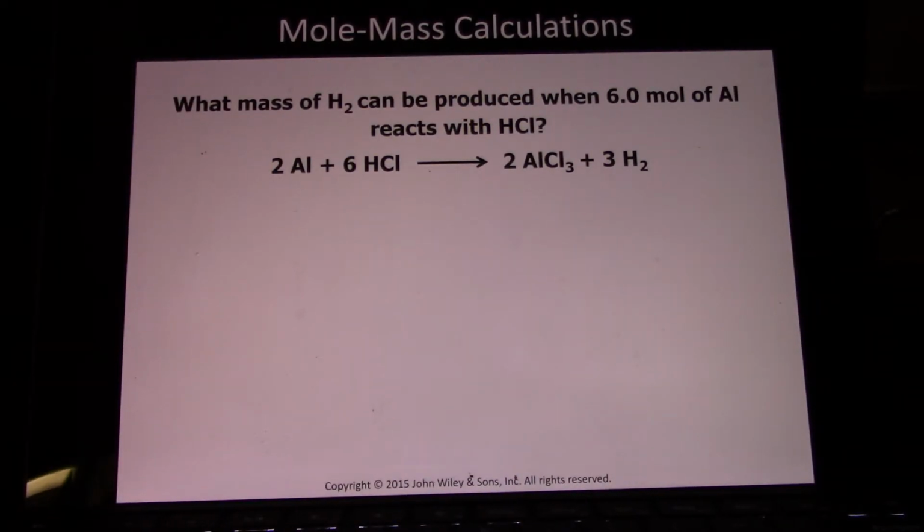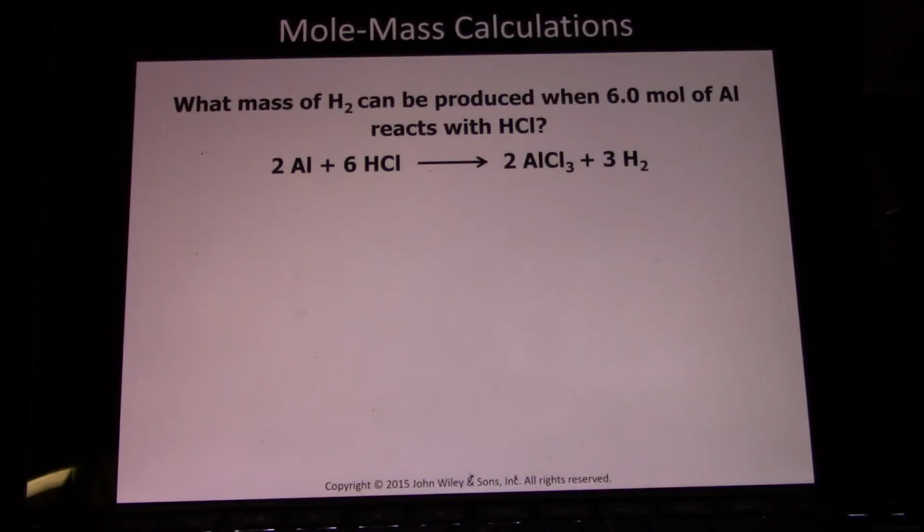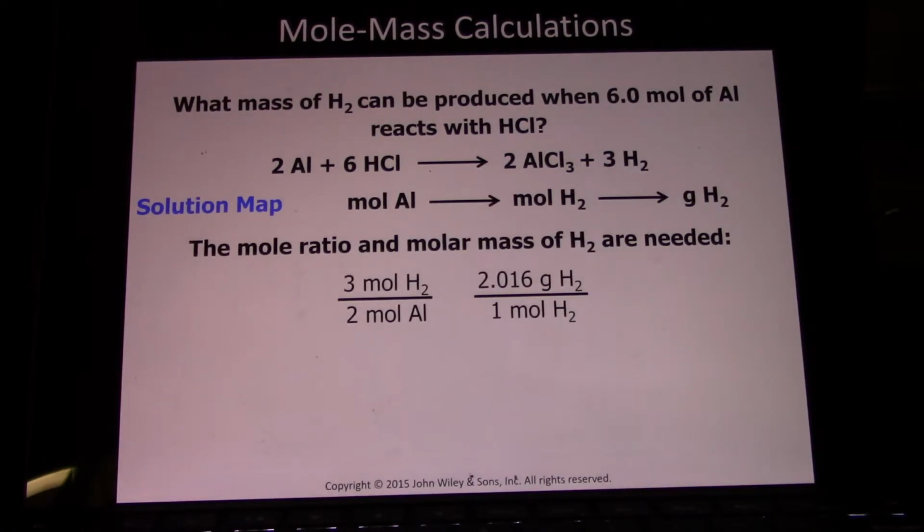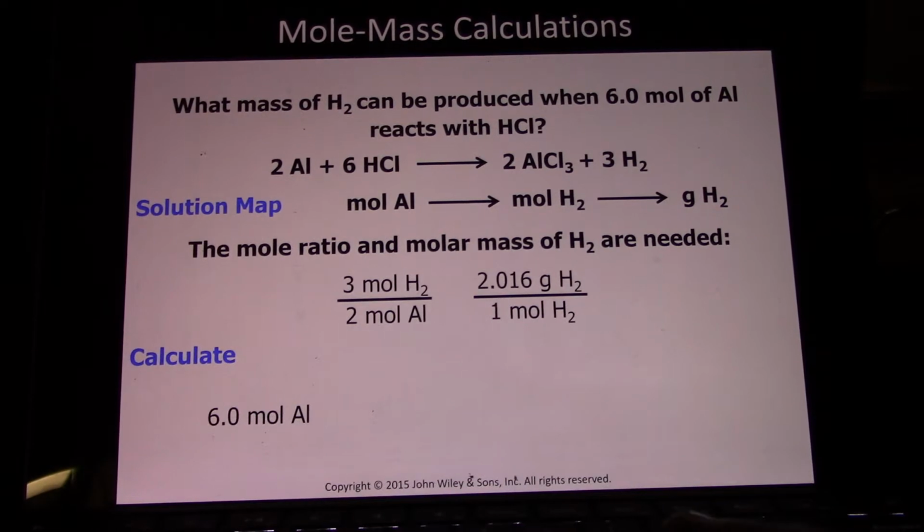What mass of hydrogen can be produced when 6 moles of aluminum reacts with hydrochloric acid? And now they want a mass. So first, we'll do stoichiometry. I have 6 moles of aluminum. And let's double check, make sure it's balanced. 2 aluminum, 2 aluminum. 6 hydrogens, 6 hydrogens. 6 chlorines, 6 chlorines. It's a balanced equation.